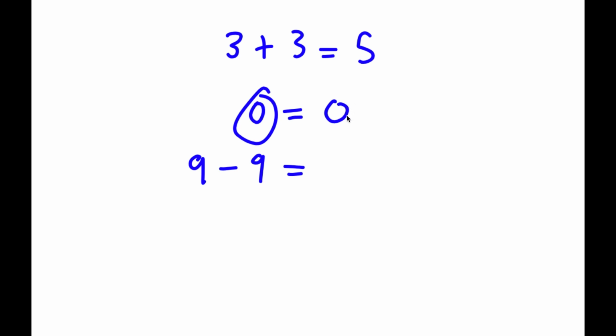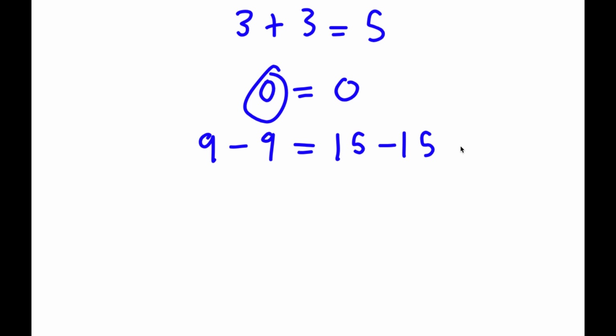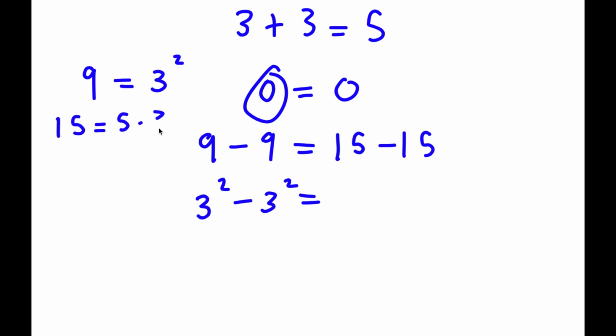However, from my right-hand side, I'm not going to do the same thing. I'm going to instead write this as 15 minus 15. So this is obviously legal. 9 minus 9 is 0, 15 minus 15 is 0, so there are no issues there. Now, for my left-hand side, 9, this is the same thing as 3 squared. So I'm going to write this as 3 squared minus 3 squared. And for my right-hand side, 15, this is equal to 5 times 3. So I'm going to write this as 5 times 3 minus 5 times 3.